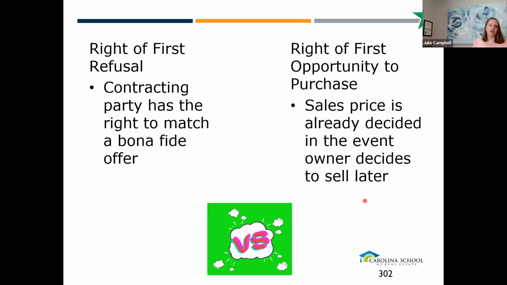The big difference between the two: in the right of first refusal, we're matching, like I said, a bona fide offer. An offer's come in, I'm giving you the opportunity to match it. Right of first opportunity to purchase, we've already decided on a sales price. Big difference between the two. So that right of first opportunity to purchase says, if you decide to buy later, this is how much you're going to buy for.